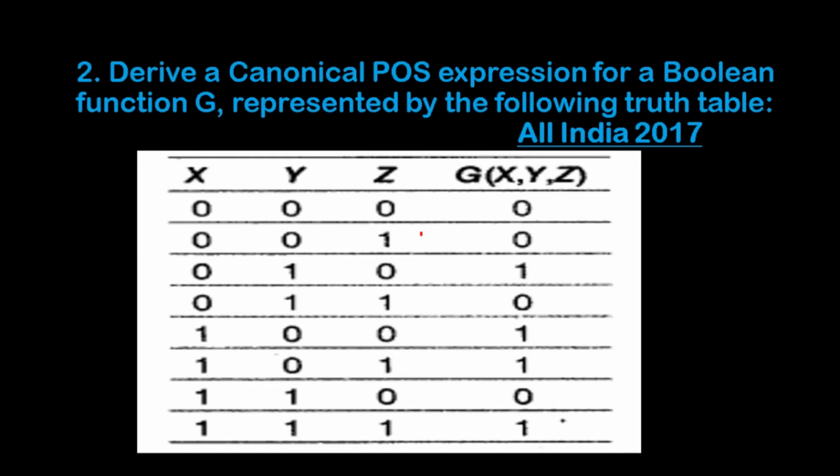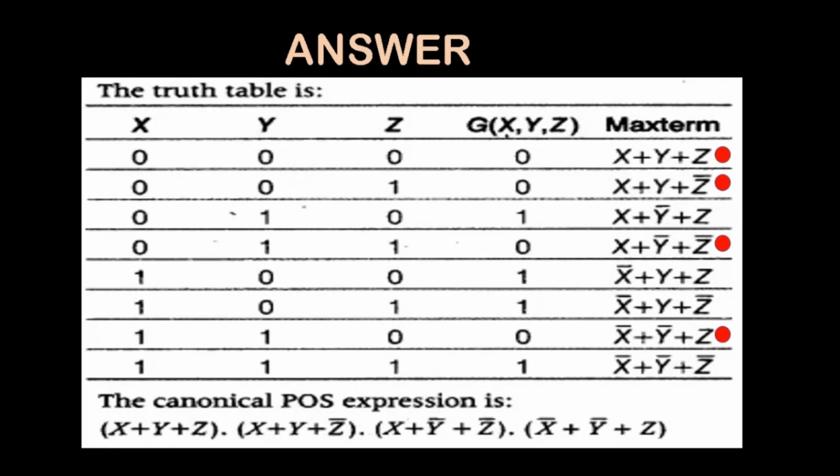Okay, we will see the answer now. The truth table is X, Y, Z, the input combinations, and the output is given as G of X, Y, Z is 0, 0, 1, 0, 1, 1, 0, 1. And we have to find the max terms. That is the first step. The first step is to check the output column. Wherever you have 0, those max terms have to be taken.